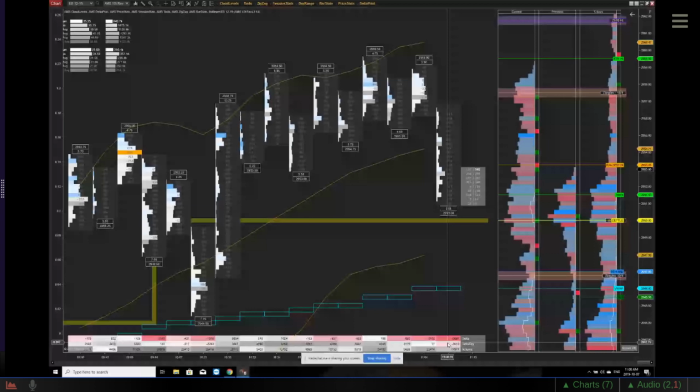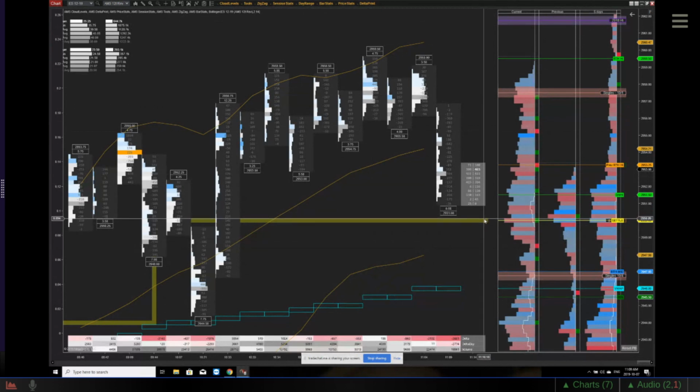Let's jump over here. Why did that happen? Well, I've got this little green dot, red dot, green dot, red dot. The green, high volume node. The red, low volume node. Remember this. Water flows from a high point to a low point. My lowest low volume node is right here.